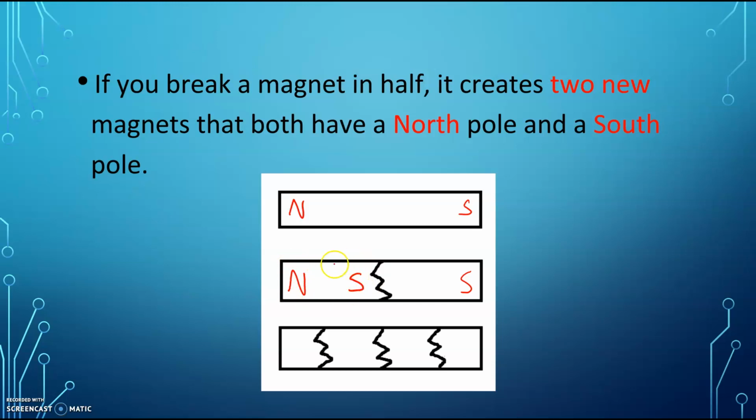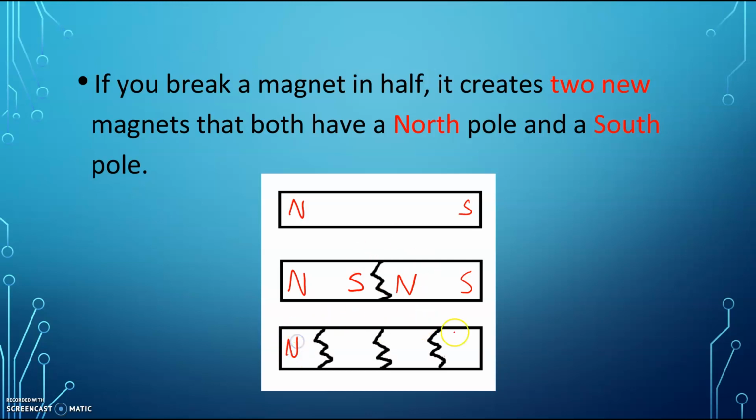this magnet needs a north pole and a south pole. And this second magnet also needs a north pole and a south pole. So now you have two new magnets. Both of them will have north poles and south poles. Let's say we break it in half again. Take these two magnets, break them both in half.